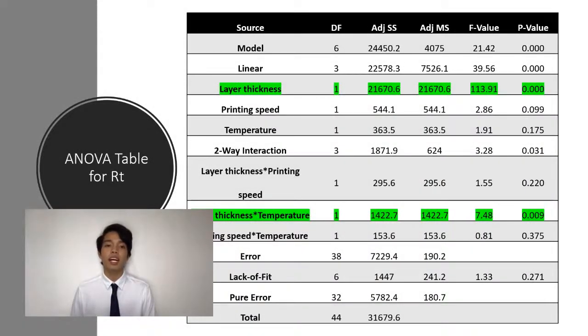For the total height of roughness profile, the significant parameters determined were the layer thickness and the two-way interaction of layer thickness and temperature.